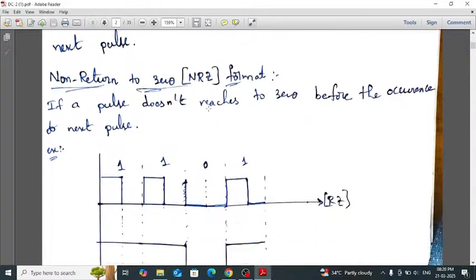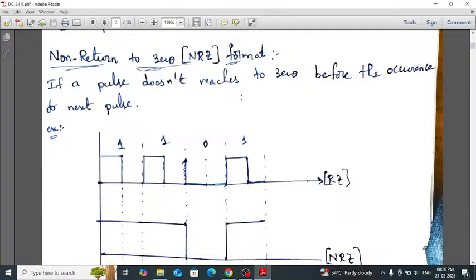So what is non-return to zero format? If a pulse does not reach zero before the occurrence of the next pulse, then it is called non-return to zero. Or otherwise, the same definition we can write in some other way. If the pulse is present for the full symbol duration, then that is called non-return to zero format. Or if a pulse does not reach zero before the occurrence of the next pulse, that is also non-return to zero format. You can write in both ways.